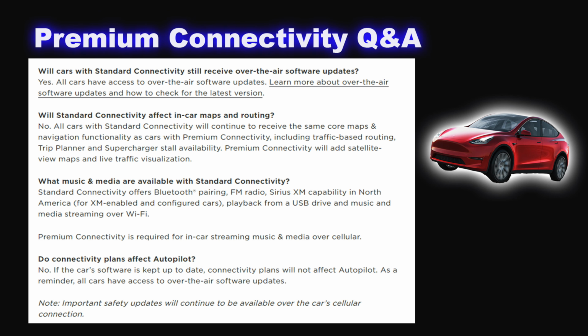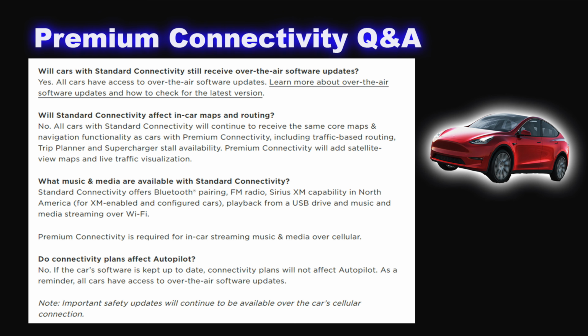Let's cover some of the Q&As here. Will cars with standard connectivity still receive over-the-air software updates? Yes, that does not change. If you have standard connectivity, does it affect in-car maps and routing? No, even though you don't see the live traffic visualization, Tesla is still taking that into consideration in the background, and it will still give you the fastest route considering all the traffic along the way.